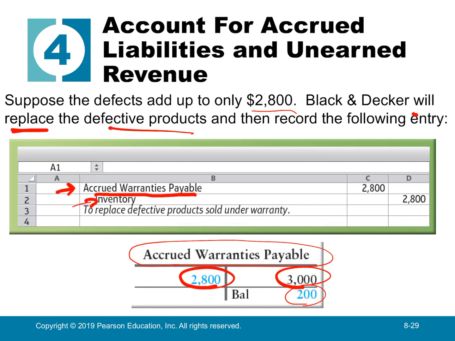In this case, we didn't give the customer cash back. We simply swapped it out for a different item, so we took it out of inventory. So we replaced defective products that were sold under warranty.